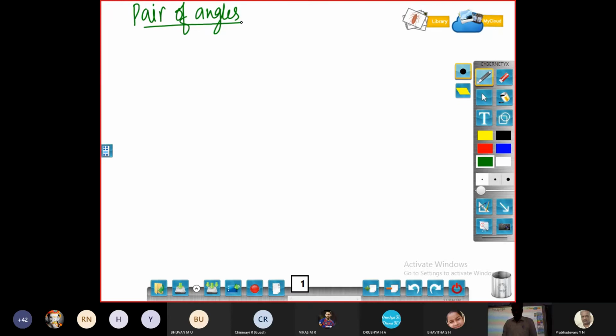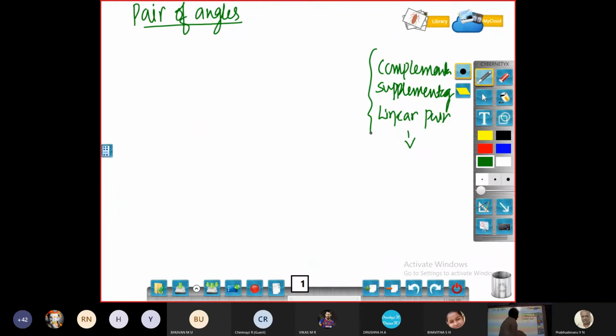So listen now. In the previous classes, we have studied some of the pairs of angles. Some of them are complementary angles. You have studied what complementary angles are, what supplementary angles are, and what a linear pair of angles is. Now let us learn the relation between the pairs of angles that we are having.